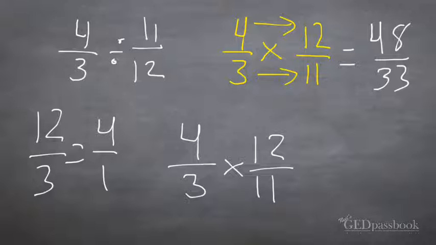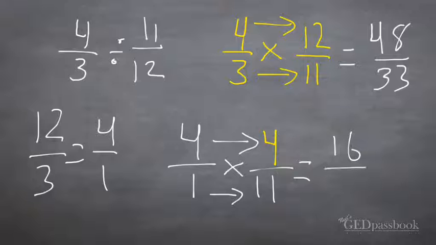Now what we can do is literally erase that 12 and substitute it for a 4. We could erase this 3 and substitute it for a 1. Now multiply across. What is 4 times 4? 16. What is 11 times 1?